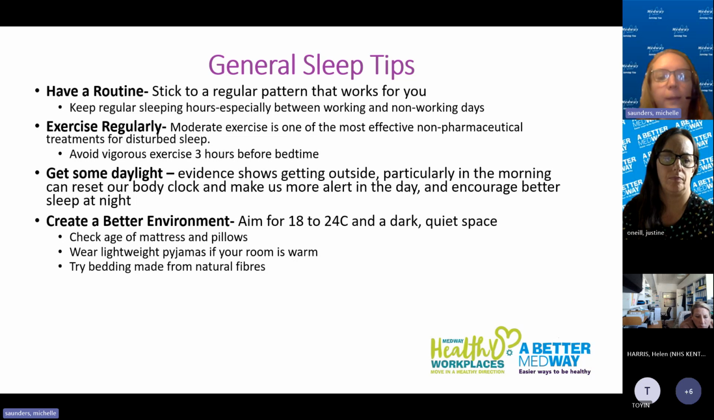So our bedroom should be between 18 and 24 degrees centigrade, a nice dark quiet space. So do check the age of your mattress and pillows. Recommendations are to change mattresses every 8 to 10 years. Pillows, you can make sure you wash them and keep them clean regularly, and do change them when they need changing. Wear light pyjamas if your room's warm, and try to use bedding from natural fibres to reduce that sort of sweatiness.